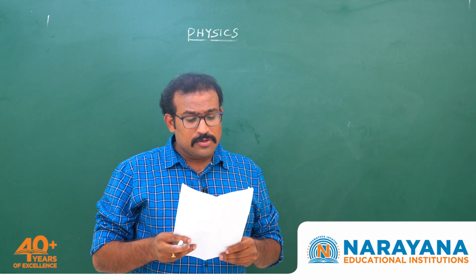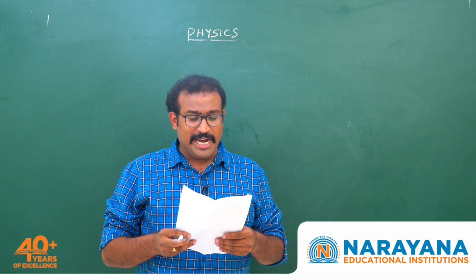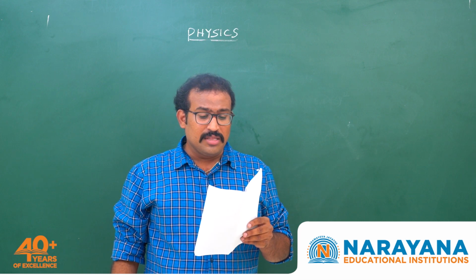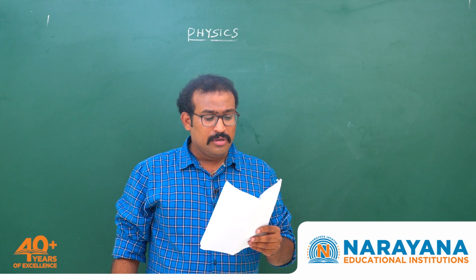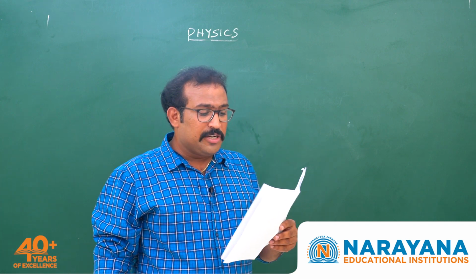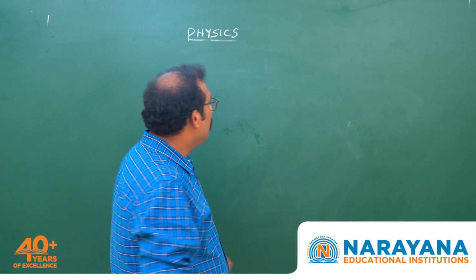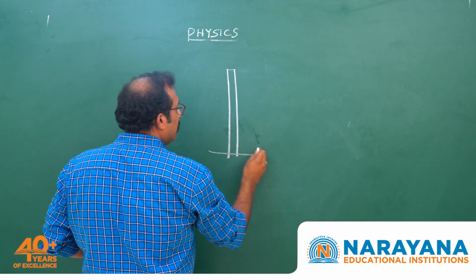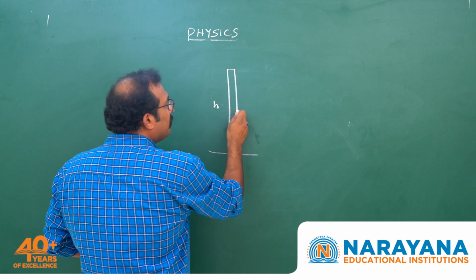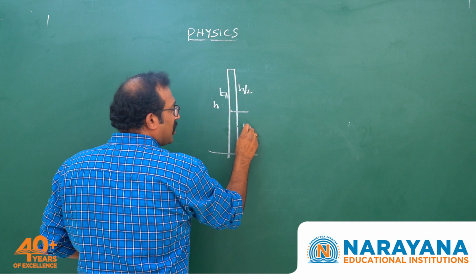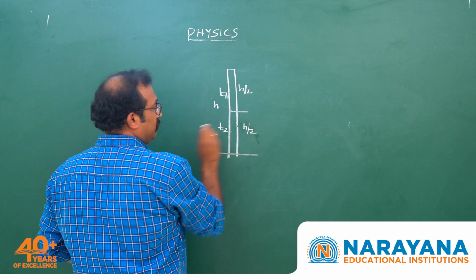Let us start with the third question. A body is dropped from a height h. Here given t1, t2 are the times for covering the first half and the next half distances. Therefore, what would be the relation between this t1 and t2? Let us draw a figure. Let a body be dropped from a height h. For the first half, the time is t1. For the next half, the time is t2.